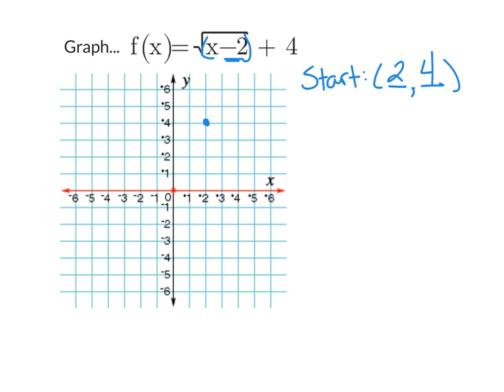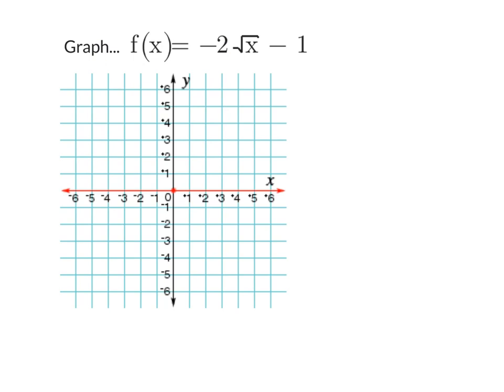Since our coefficient out in front is equal to 1, that means that the path of our curve is normal, that we would go over 1 and up 1, and over 4 and up 2. And now we have that sideways parabola that we'd expect. If we're going to graph f of x is equal to -2 square root of x minus 1, again we got to think about where we start.